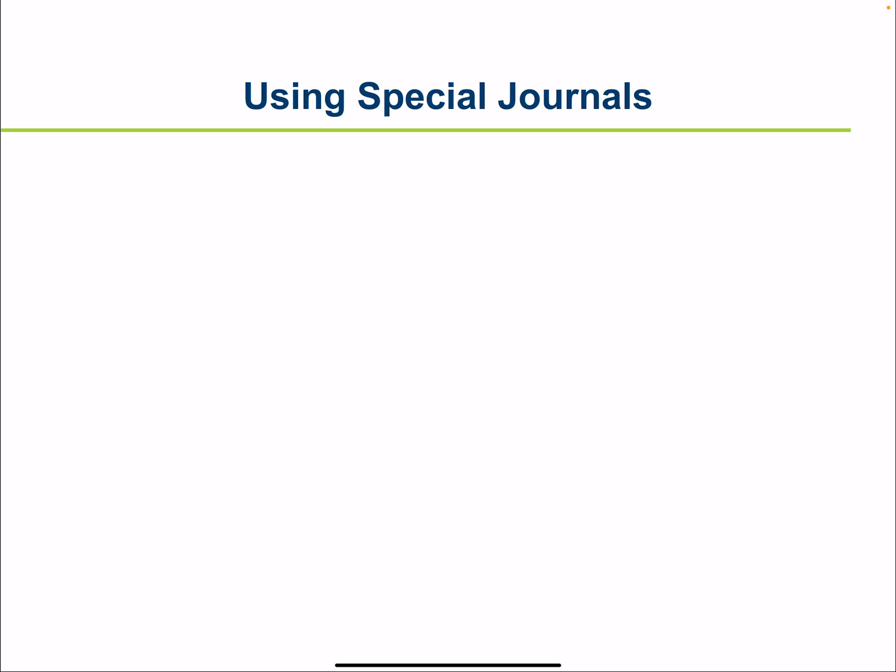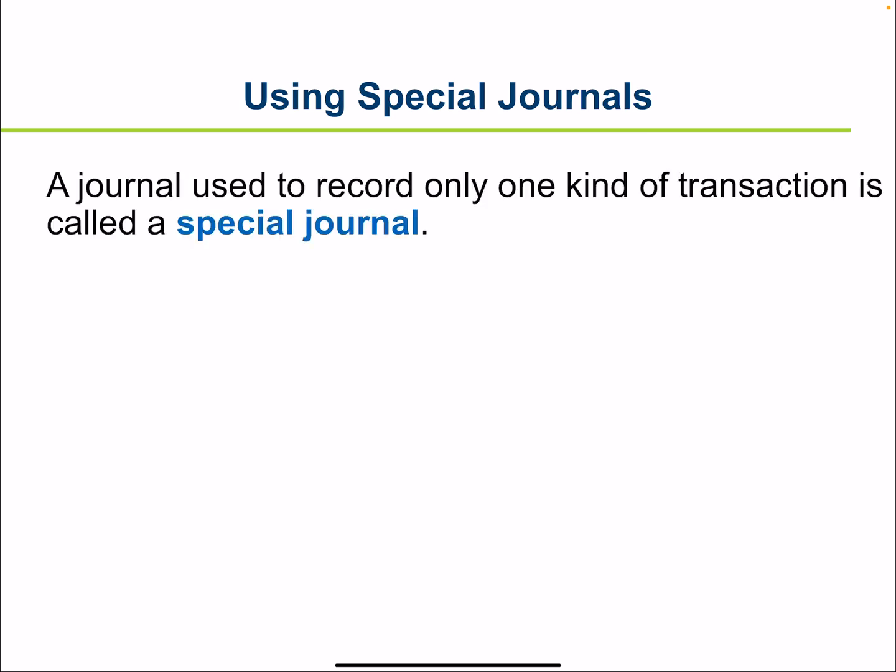Special journals. The accounting procedures taught in the first part of our unit provide an effective system for a small business with a limited number of transactions, what we did with the web service. However, a business having many daily transactions could not efficiently operate using a single journal. To increase efficiency, separate journals were developed to record transactions impacting similar accounts. A journal used to record only one kind of transaction is called a special journal.